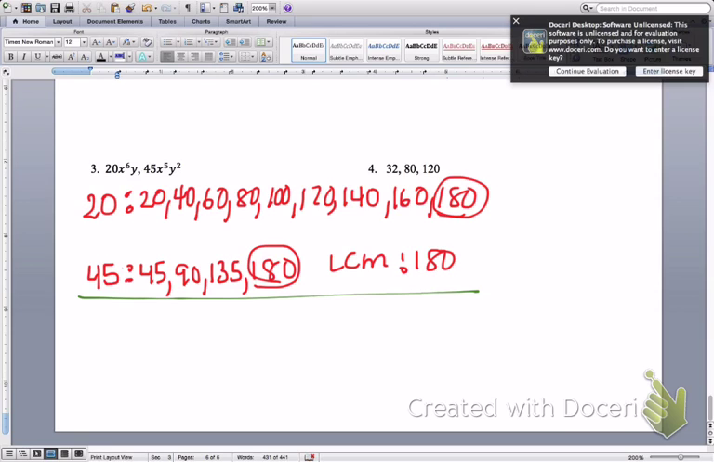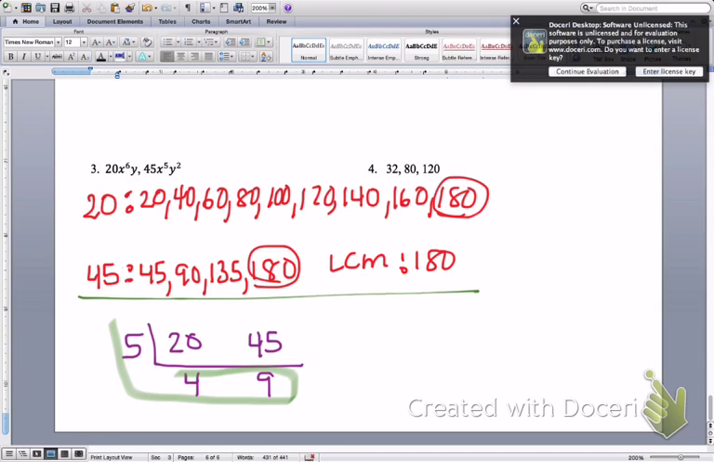I'm going to go ahead and do that. So I'm going to do my backwards division sign for my 20 and my 45. And I can divide these by 5. We get 4 and 9. And that's pretty much it there. We're going to go ahead and take our numbers. We're going to multiply. So my LCM comes from 5 times 4 is 20. 20 times 9 is 180. And we still have to do the variables.